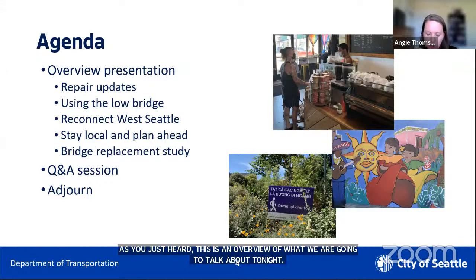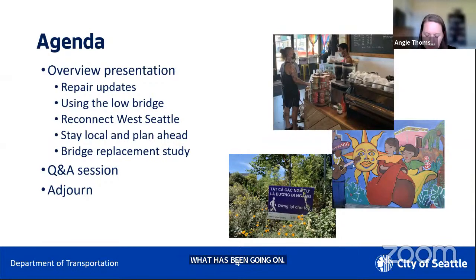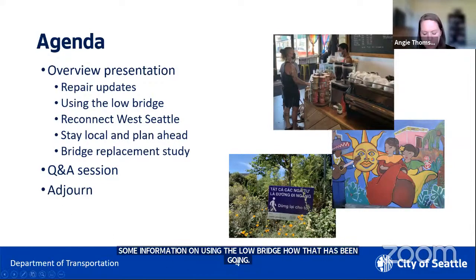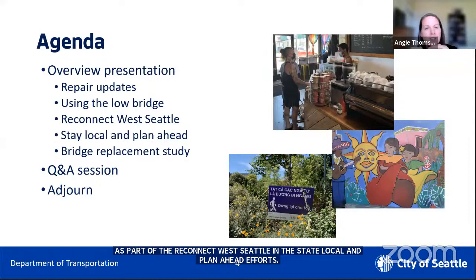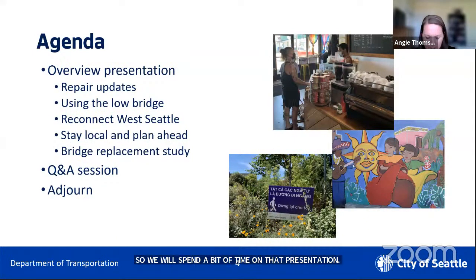Just a general overall presentation on the repair work, on the updates, what's been going on, some information on using the low bridge, how that's been going, as well as the work that's been going on to keep people and businesses moving to and through West Seattle as part of the Reconnect West Seattle and the Stay Local and Plan Ahead efforts. And then we'll also talk a little bit about long-term planning studies for the bridge going forward. So we'll spend a bit of time on that presentation, and then we will have a good chunk of time for a Q&A session, and then we'll adjourn the meeting.